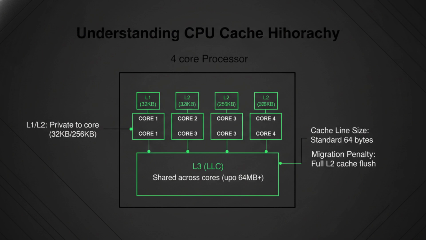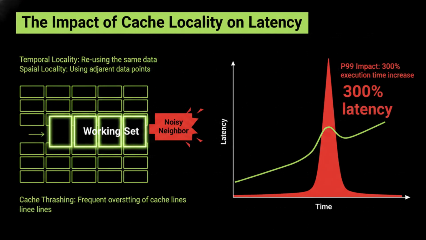Our goal is to maintain core affinity so that the data needed for execution remains in the closest possible proximity to the execution units. Temporal and spatial locality are the pillars of performance. Temporal locality assumes that if a memory location is accessed, it will likely be accessed again soon. Spatial locality assumes that nearby memory addresses will be needed shortly. When a scheduler preempts a task, the incoming noisy neighbor can overwrite these cached lines. By the time the original task resumes, its working set is gone.